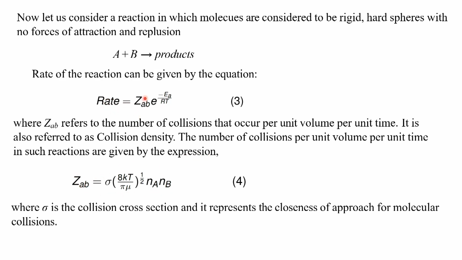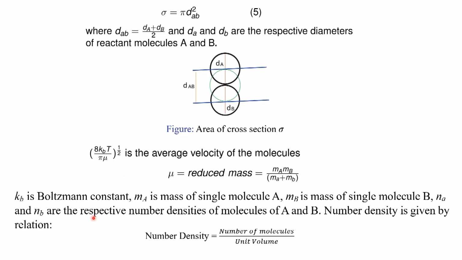So rate is Z_AB times e to the minus Ea by RT, and the value of Z_AB is sigma times (8kT by pi mu) to the power half, times N_A times N_B, where sigma is the collision cross section and it represents the closeness of approach for molecular collisions. So this is the sigma here.